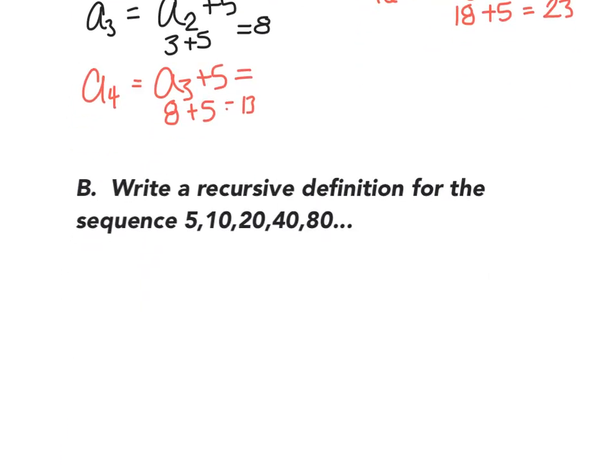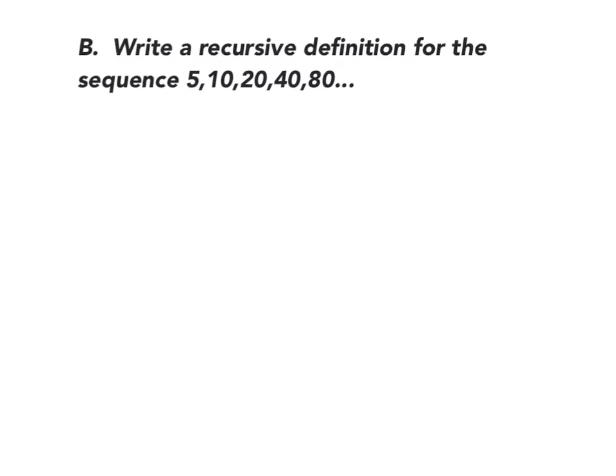All right, let's try another example. Write a recursive definition for the sequence 5, 10, 20, 40, 80. Okay, so this time they gave me the sequence and I have to come up with a rule. Now if you look back at your description, a recursive sequence says you have to be given a term, most of the time the first term, and then the rule. So I always start with the first term because that's pretty straightforward. What is the first term in the sequence? Well, if you look at them, the first term is the number 5. So a sub 1 equals 5.